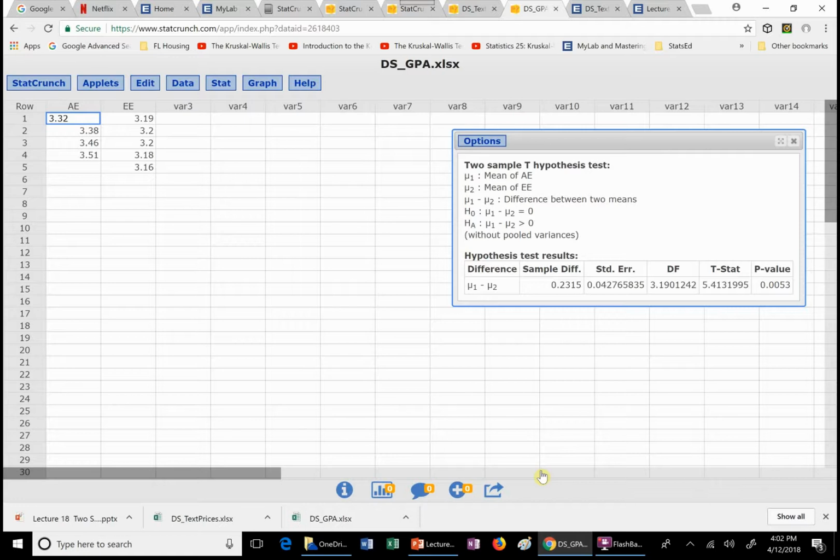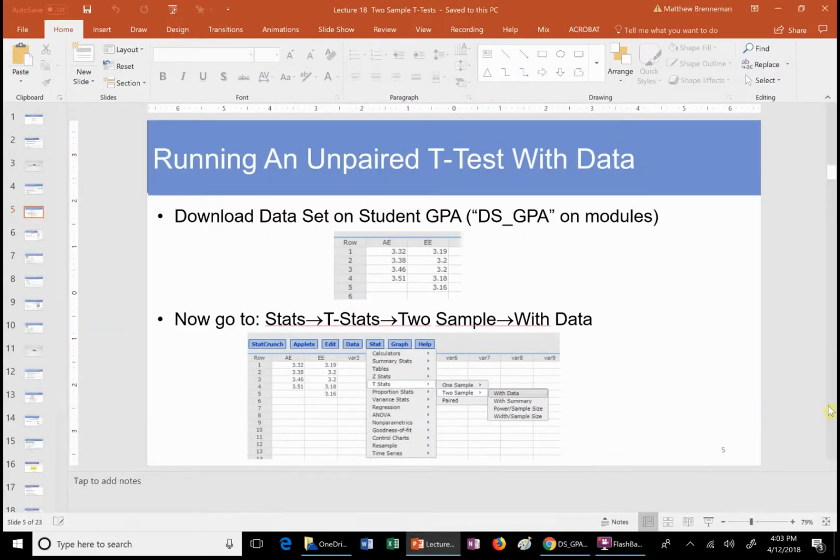Okay, so here's the thing. Here's what happens in real life, though. In real life, you rarely have the data. Very, very rare that you can actually get a hold of somebody's data. So what happens? People publish a study and they give you the summary statistics. They say we looked at so many people, the sample mean was this, the sample standard deviation. So they don't give you the data. So what do we do? Well, turns out in StatCrunch we can solve this problem.